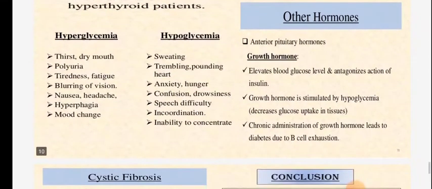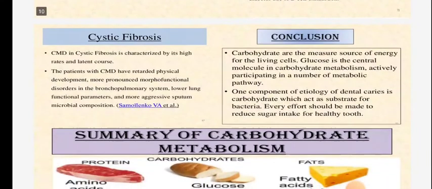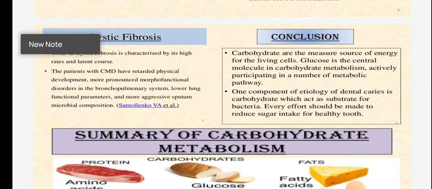Then secondly, other hormones are there. Growth hormone, an anterior pituitary hormone, elevates the blood glucose level and antagonizes the action of insulin. Growth hormone is stimulated by hypoglycemia and decreases glucose uptake in the tissue. Chronic administration of growth hormone leads to diabetes due to beta cell exhaustion. Then cystic fibrosis, CF, is characterized by a high rate and a lateral course. Patients have retarded physical development and more pronounced morphofunctional disorders, right?